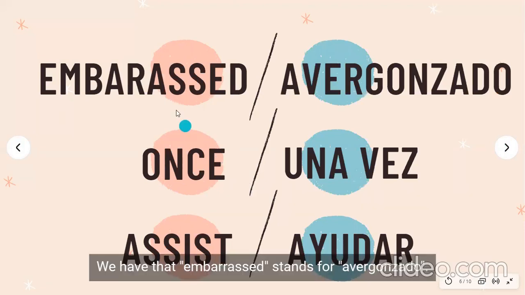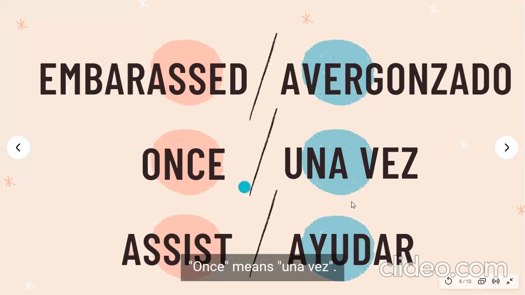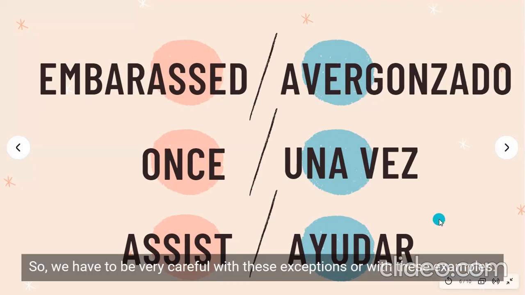We have that embarrassed stands for avergonzado. Once means una vez, and assist stands for ayudar. So we have to be very careful with these exceptions or with these examples.